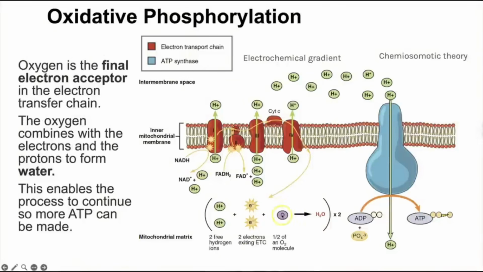Final thing then is the role of oxygen. And this is a really common key marking point. Oxygen is the final electron acceptor. What that means is oxygen will pick up the electrons at the end of the electron transfer chain. It also picks up the protons, and that then forms water. And it's really important that oxygen does this, because by picking up the electrons at the end of the chain, it means the electron transfer chain can continue, so protons continue to be pumped, and therefore ATP continues to be made.